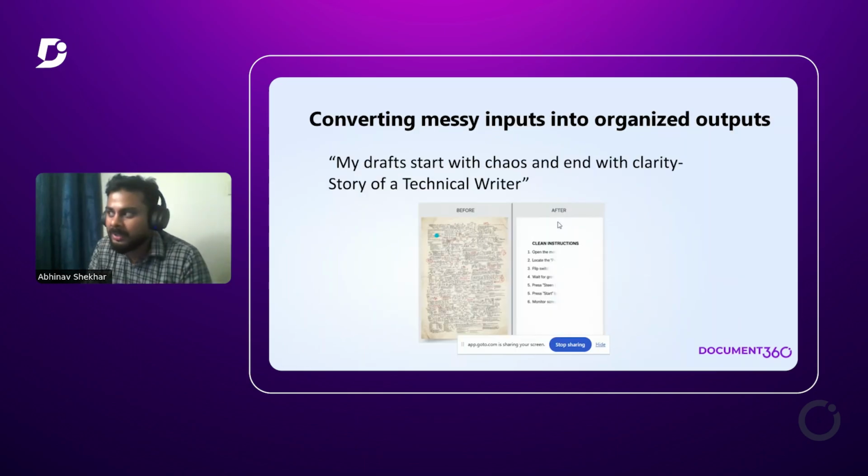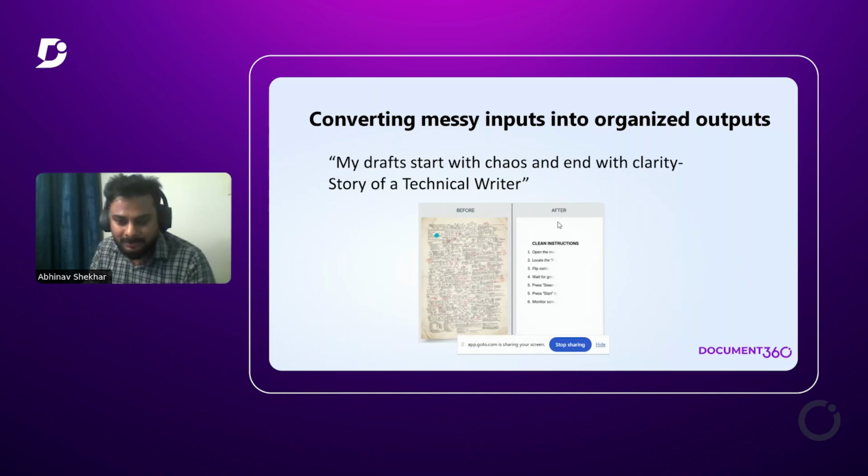Now, how to convert messy input into organized output? All the technical writers out there might be familiar with this phenomenon, wherein we get all the inputs in a form that is completely a mess. Is it a Word document? Sometimes it comes as Excel. Sometimes it comes as email chains that we have to go through, multiple PDFs, sometimes videos also. It's a lot of messy input, and then we as technical writers have to organize the entire mess into something which is useful and organized for the user.